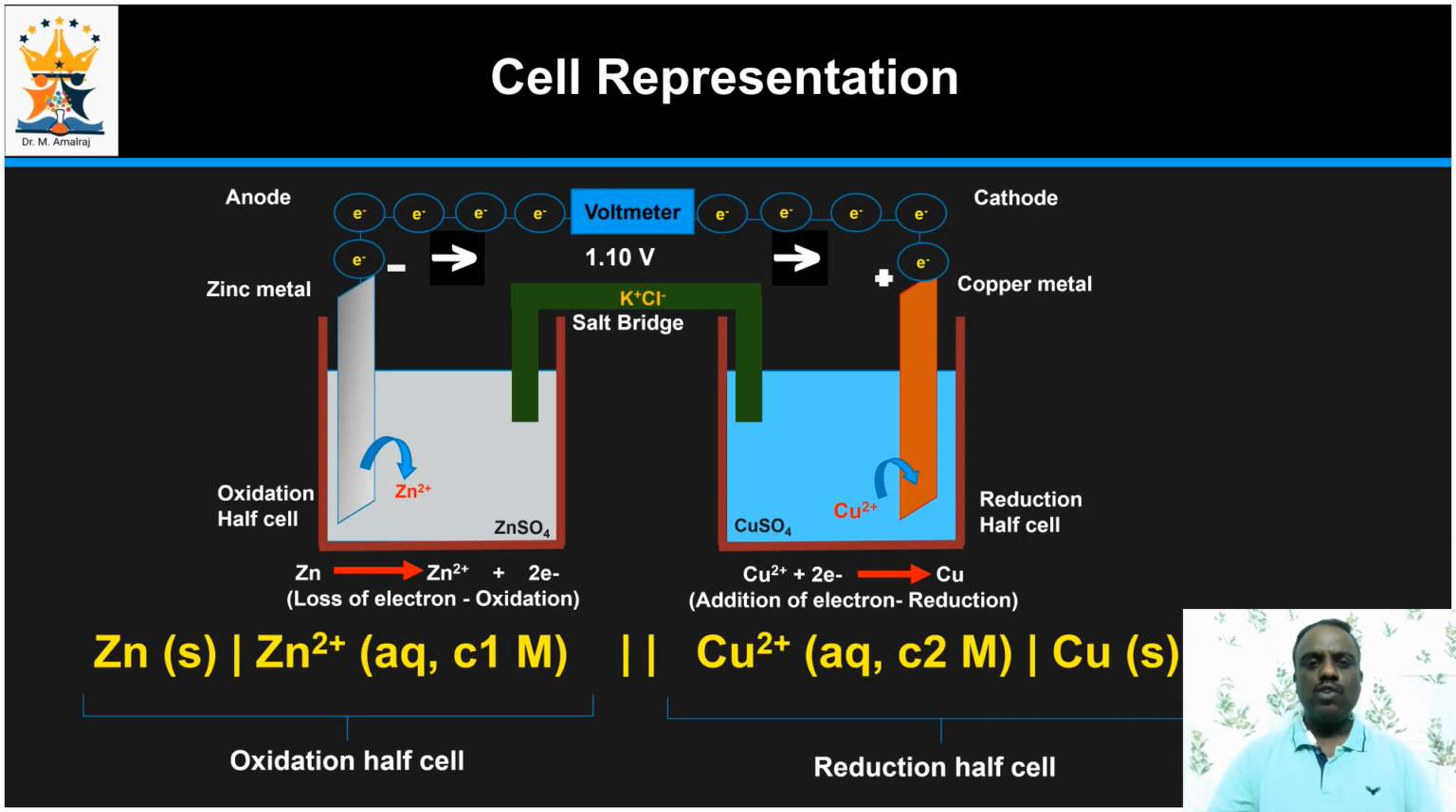In case the electrolyte concentration is not 1 molar, we must represent it as C1 and C2 molar concentrations in the cell representation.